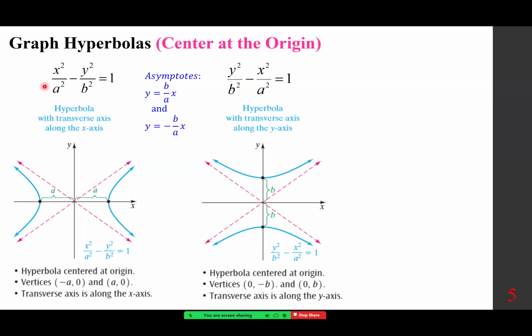Notice in this case, the coefficient of x squared over a squared is positive. In this case, the coefficient of y squared over b squared is positive. And therefore, they have the same set of asymptotes. Now, this one, the vertices are located at (a, 0) and (negative a, 0). In this case, the vertices are located at (0, b) and (0, negative b). So, hyperbola centered at origin, vertices (0, negative b) and (0, b). Transverse axis is along the y-axis.